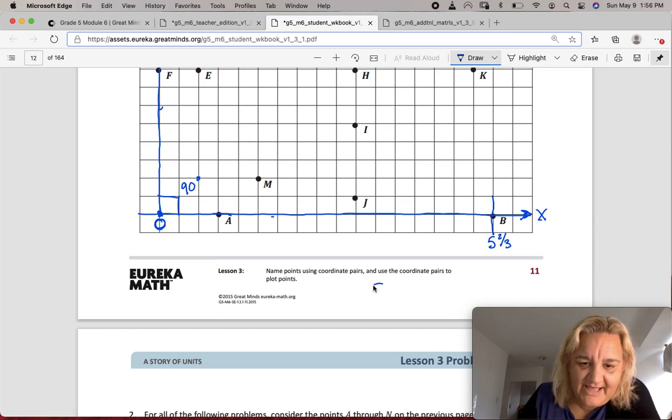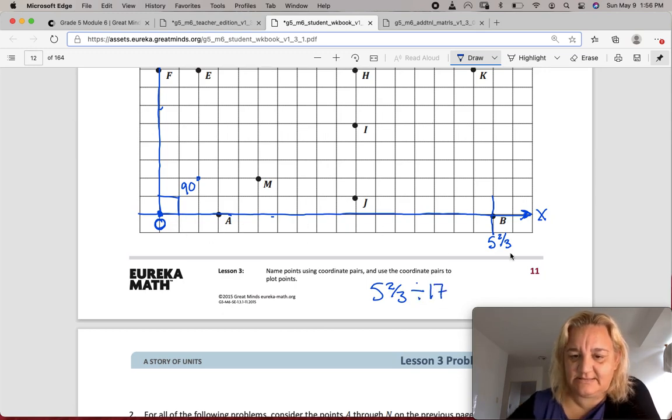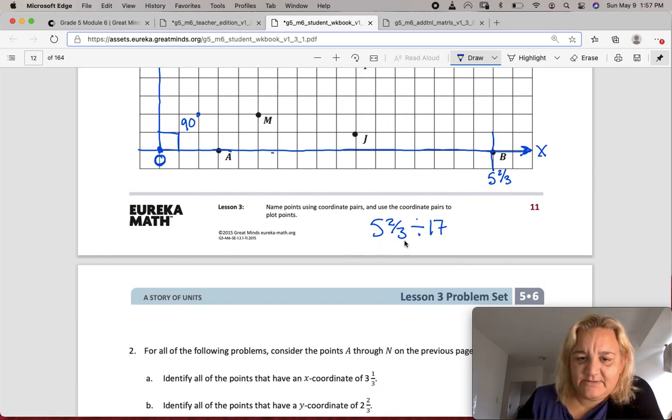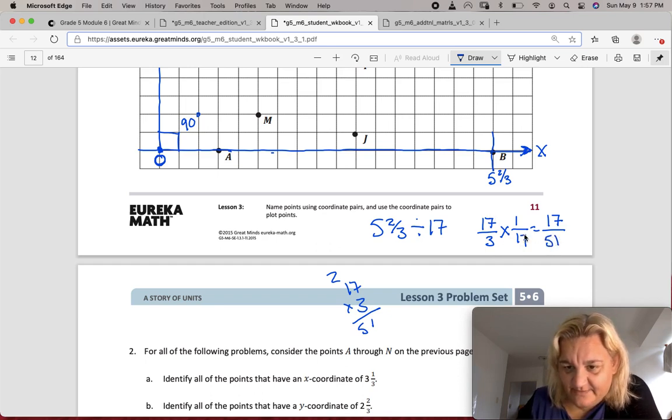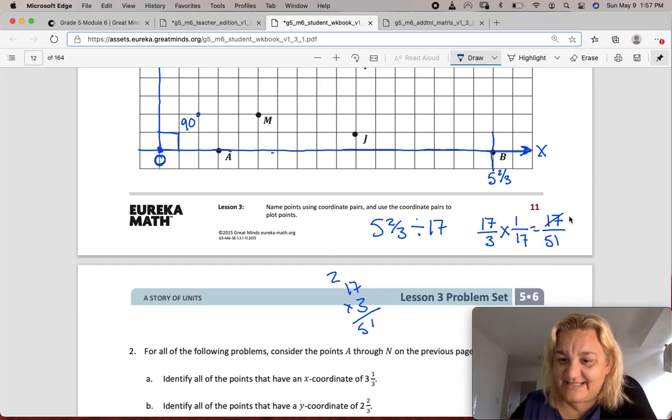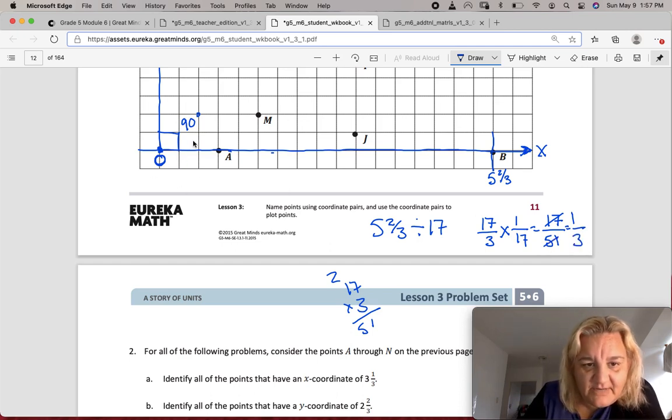So we're going to divide 5 2/3 by 17. That's going to tell us how much each of those little spots is. In order to do that, we're going to have to go 3 times 5 is 15, 16, 17 thirds. And then we're going to multiply that here. And we're going to switch this, and we're going to make this 1/17, which equals 17 over 17 times 3, which is sort of helpful because we can divide this number by 17 and get 1. And we can divide this number by 17 and get 3. So each of these little marks is 1/3.